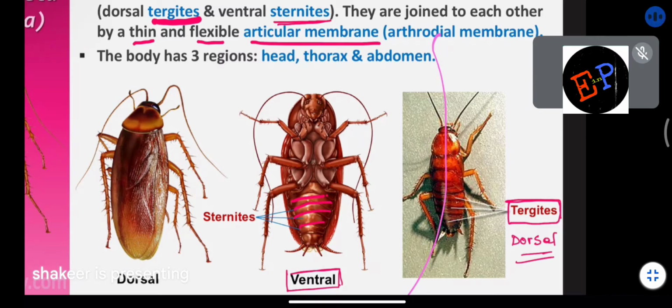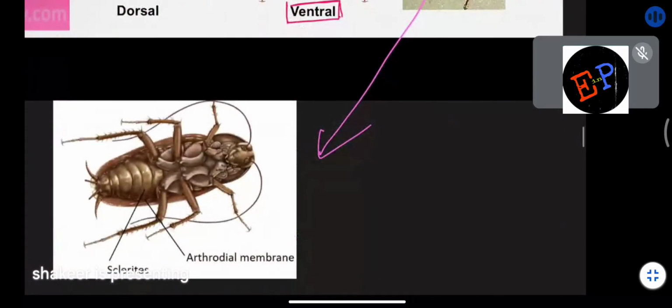But in the case of cockroach, legs are attached to the thorax only. Where are legs attached? Legs are attached to the thorax. Legs are not separated like us. So basically, the body can be divided into only three parts. One is head, then head is joined to thorax, and thorax is joined to the abdominal cavity. That's it.